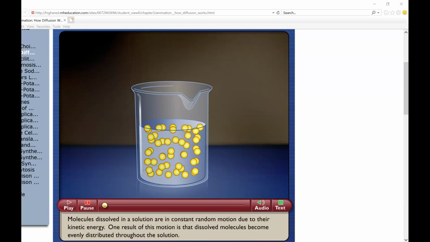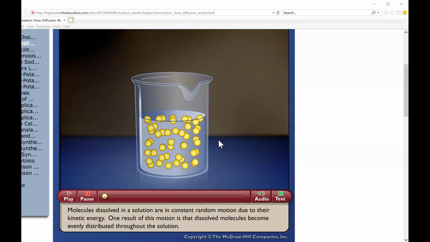All right, we're going to take a look at a quick little video clip here that's going to really start to help us get an idea of what a concentration gradient is and also what diffusion is. Molecules dissolved in a solution are in constant random motion due to their kinetic energy. So this should make sense, right? That if I were to dump, for example, some Kool-Aid powder into a beaker here of water, those molecules, they're going to kind of spread out evenly, right? They're going to move from an area of high concentration to an area of low concentration just kind of naturally.